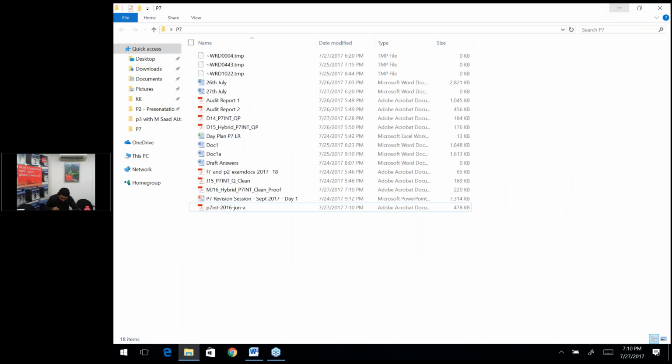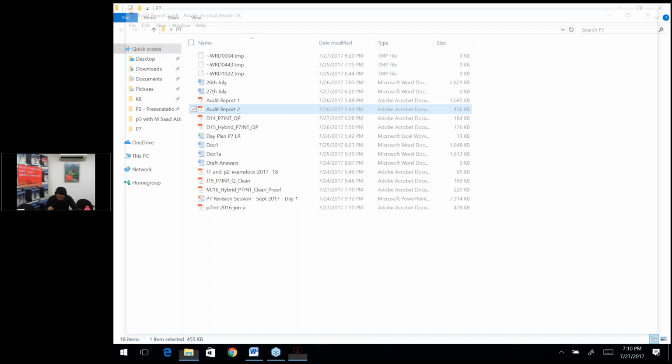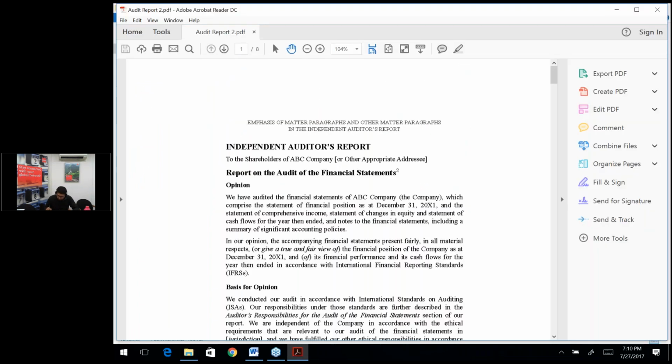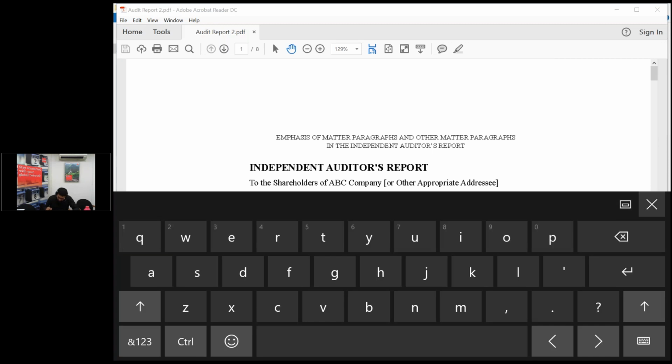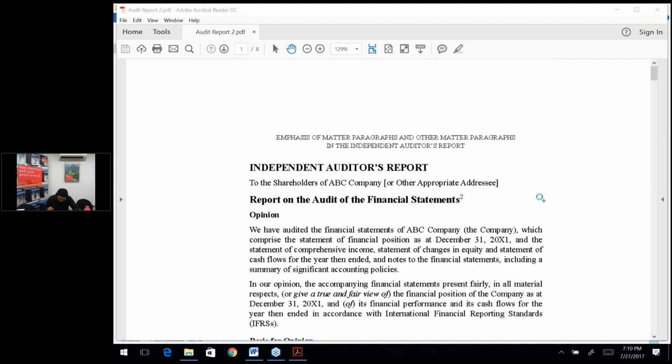Okay, now I need to recall something. I need to discuss something that I did not discuss with the audit report yesterday. You people have the audit reports in the handout. It's there in the handout. They haven't removed them. Pervasiveness is basically, Wali, you need to explain whether the matter is pervasive or not. That's all you have to do.